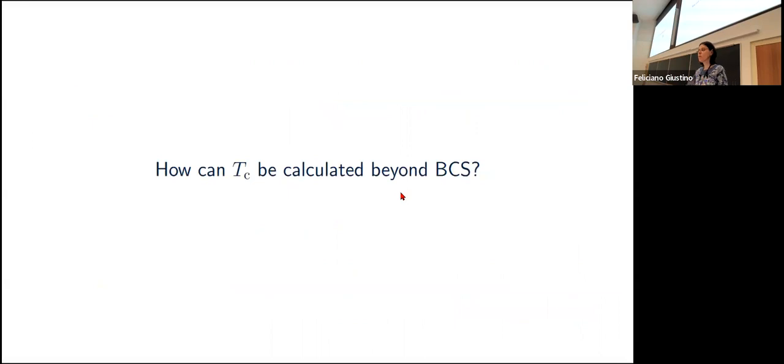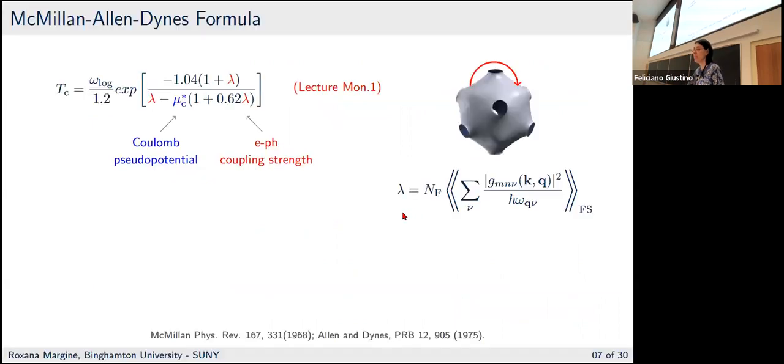So now, how can we calculate Tc beyond BCS? I have already mentioned that for many years this could be done using an empirical formula that was very popular. It was initially derived by McMillan and later on refined by Allen and Dynes.